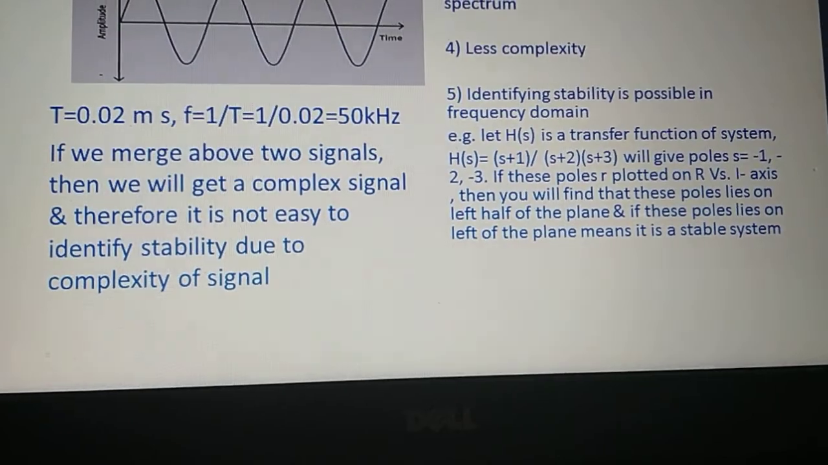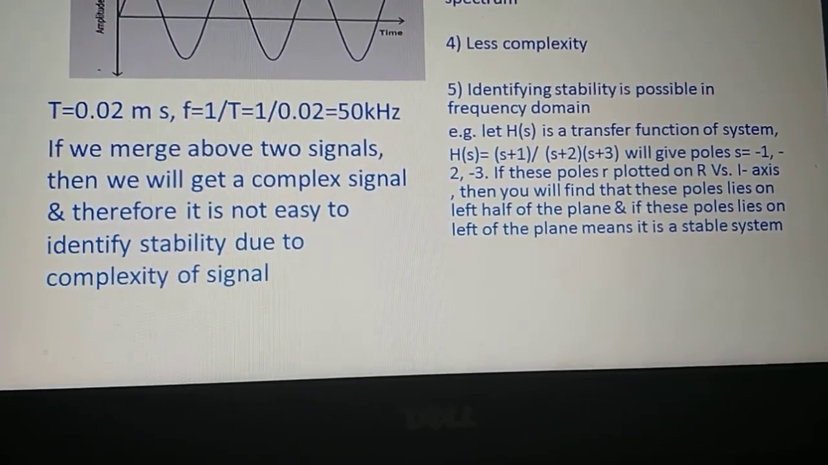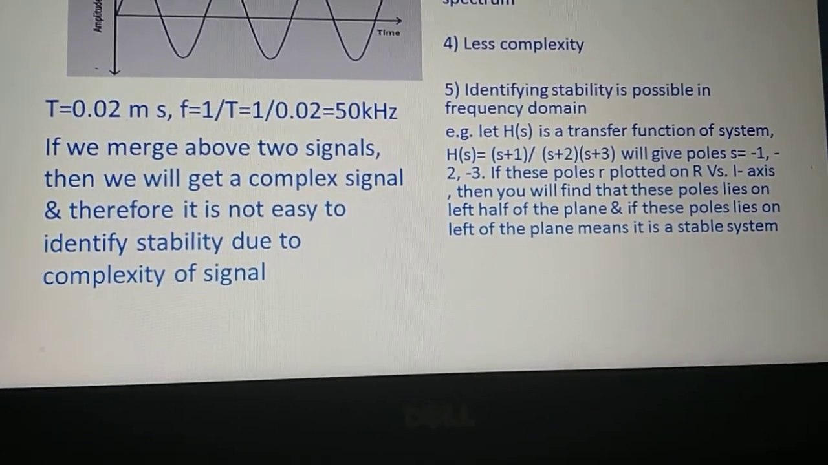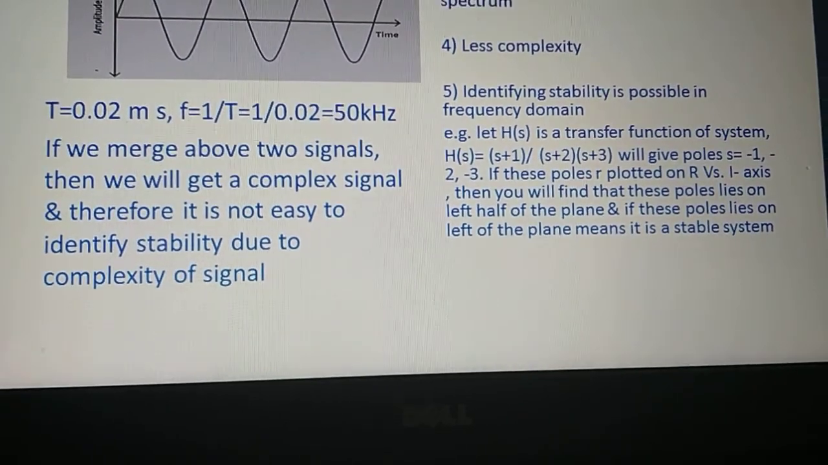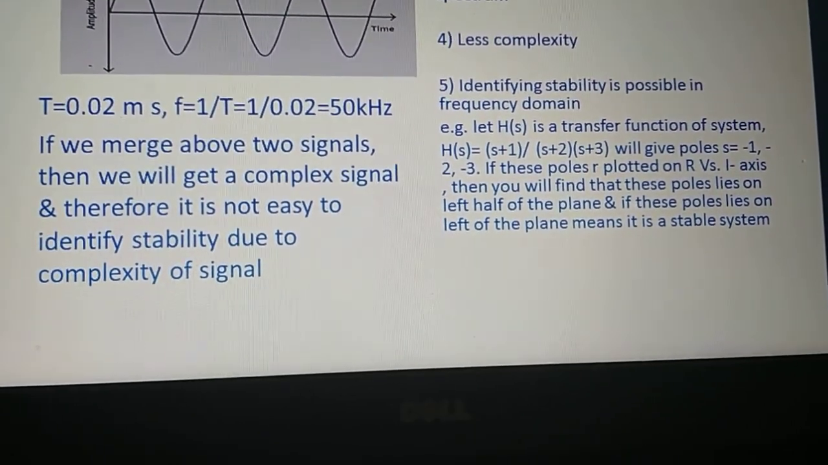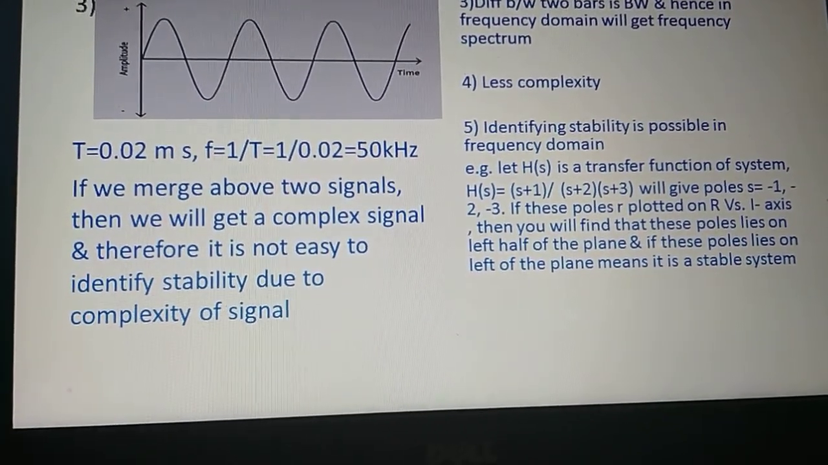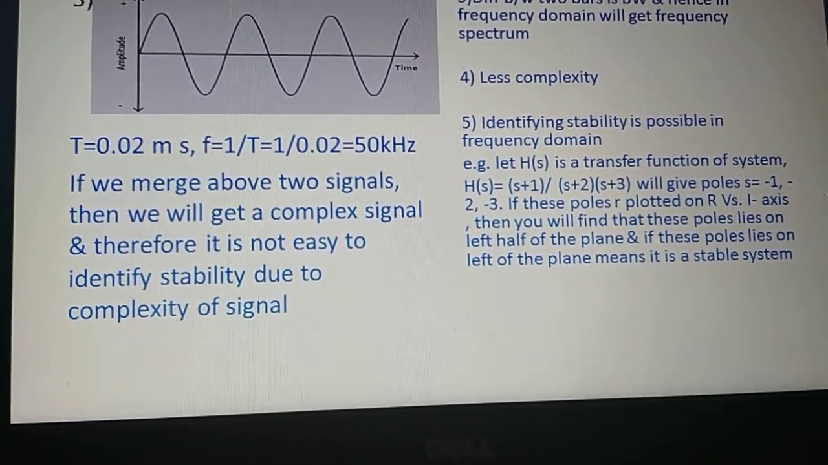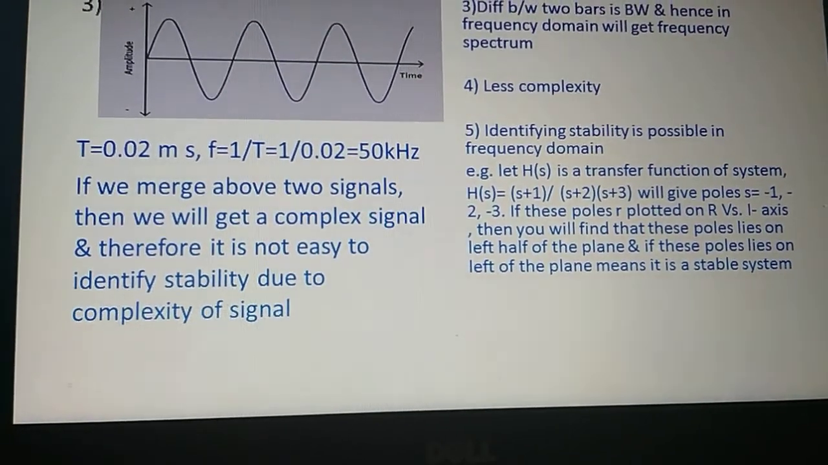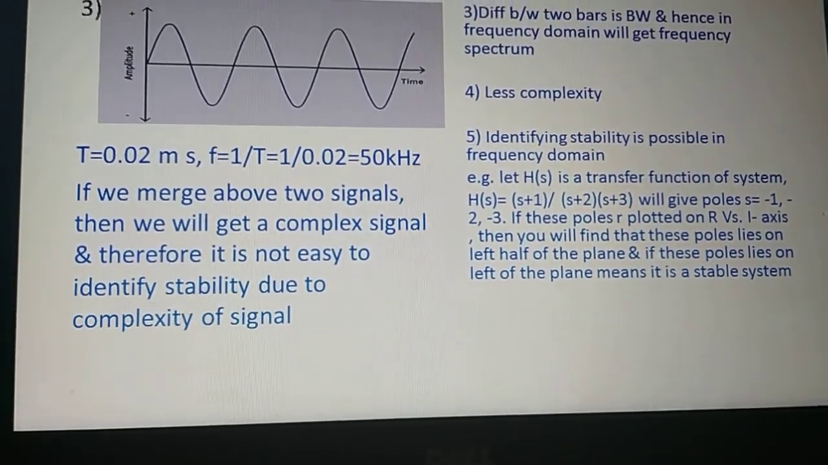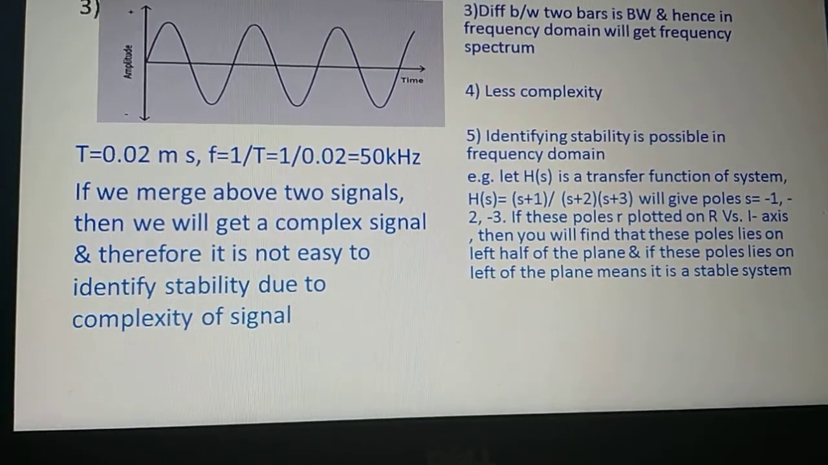These poles can be calculated by equating all the three brackets: s + 1 equals 0, s + 2 equals 0 and s + 3 equals 0. Then you will get s equals -1, s equals -2, s equals -3. Thus, these poles are calculated for this particular transfer function.